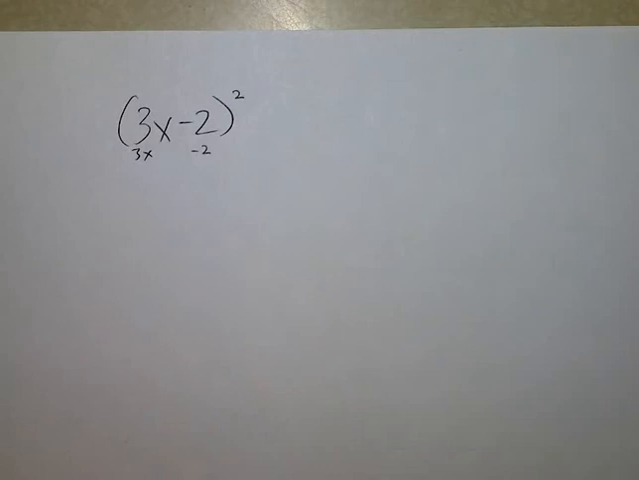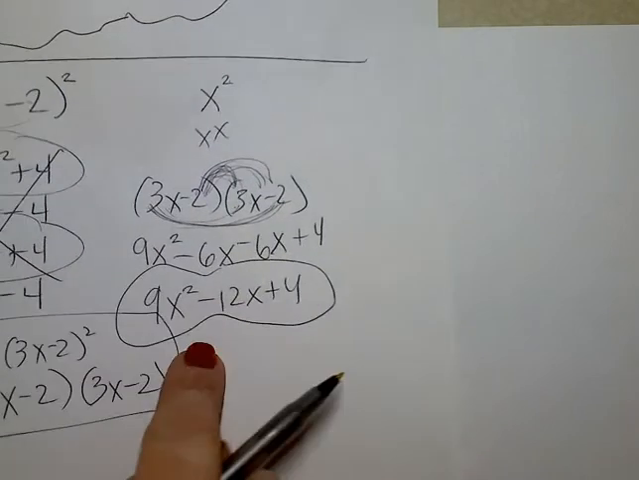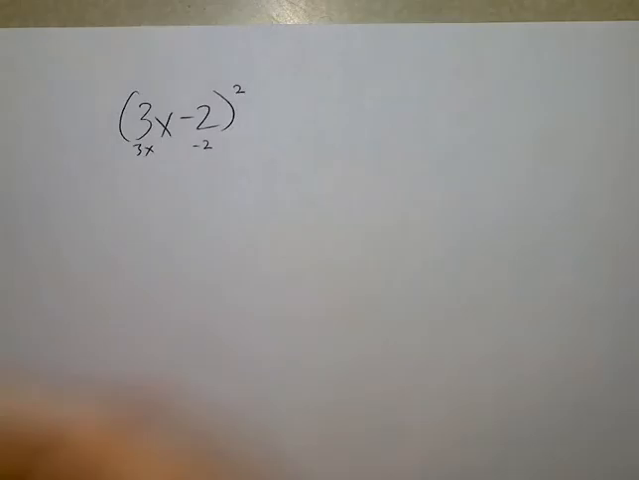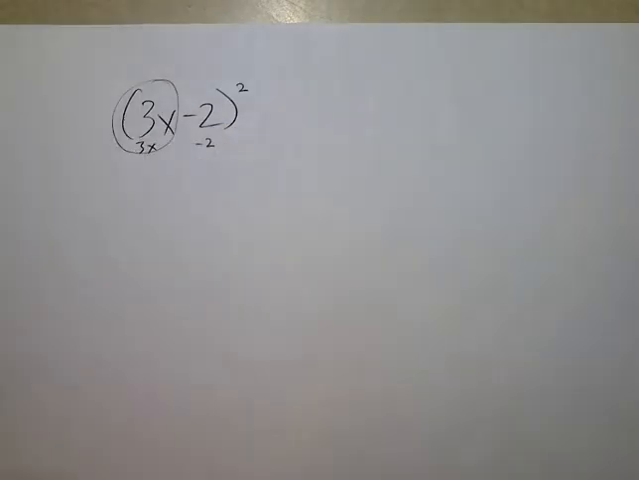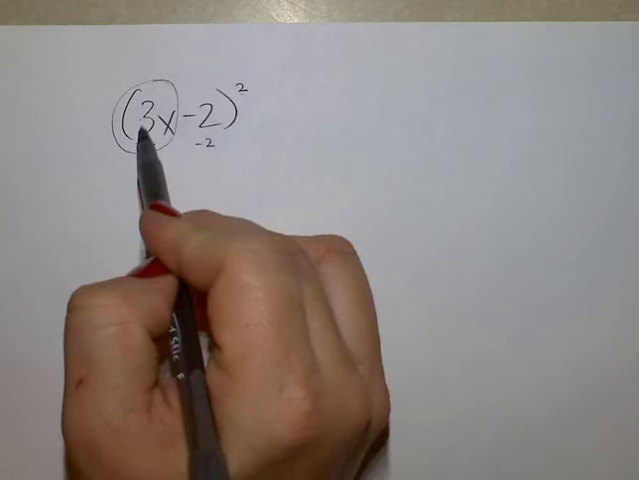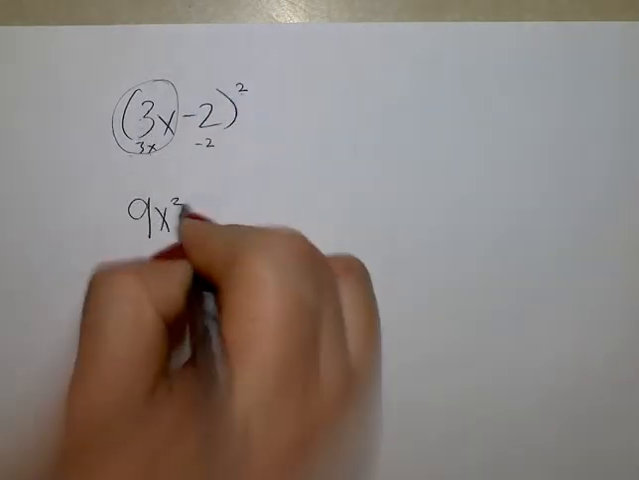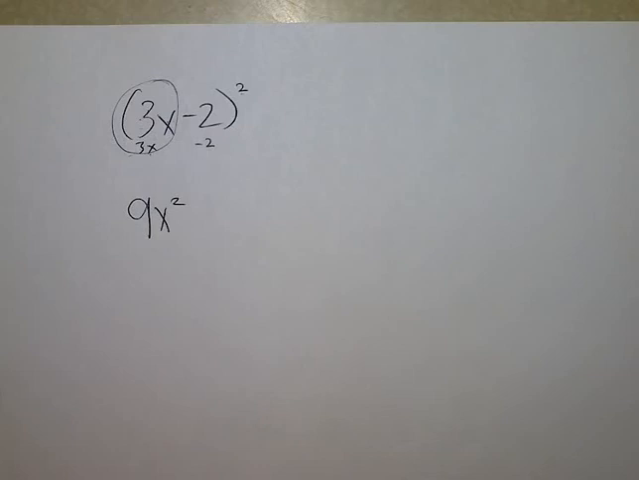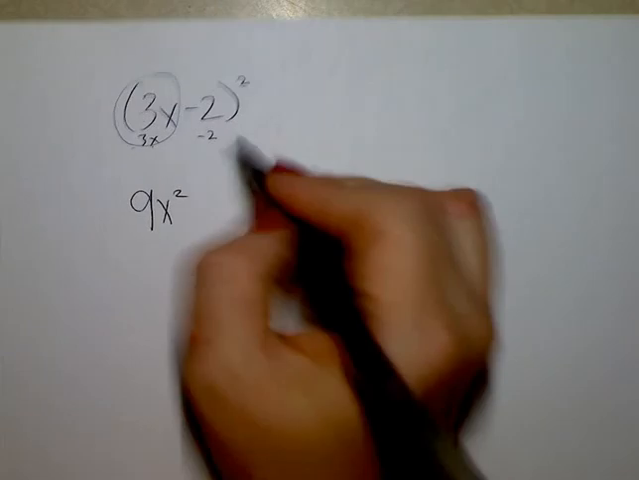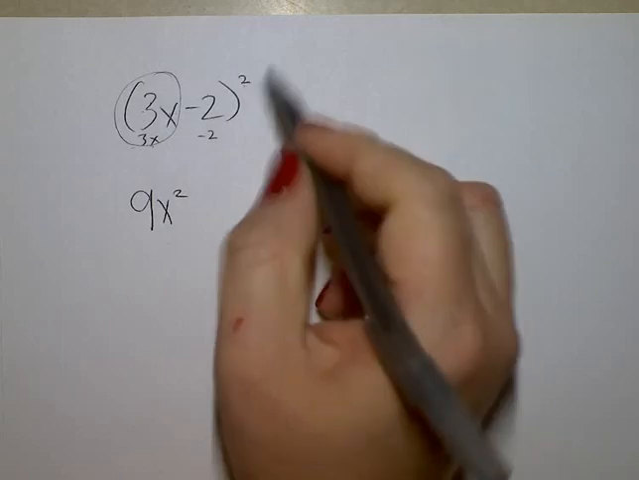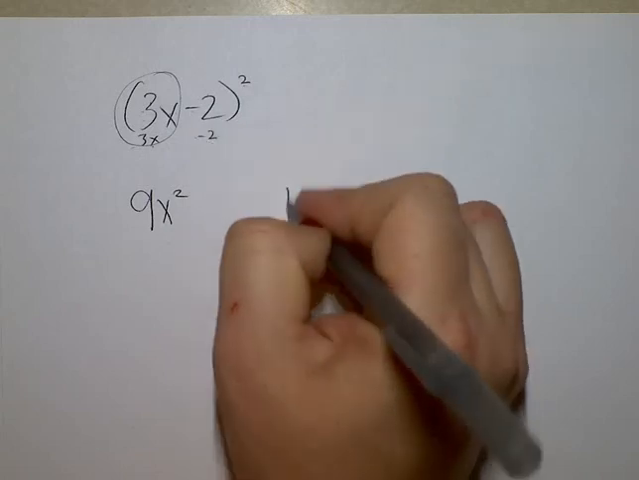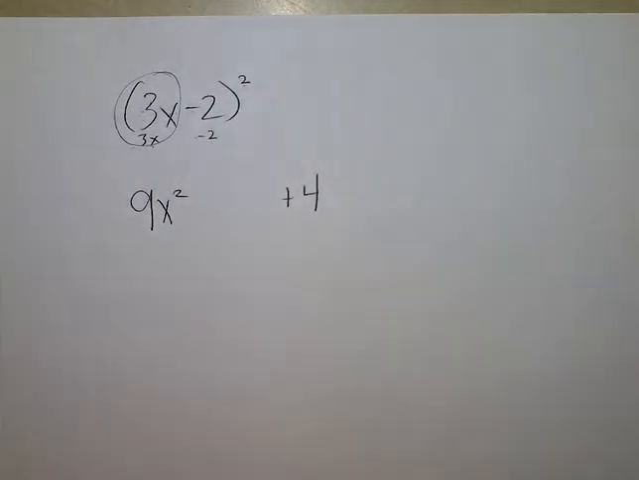We know we want this to be the final answer because I just spoiled it, but I'm teaching you a shortcut. Here's the shortcut. You're going to square this section. So what's 3x times 3x? It is 9x squared. And then you're going to square the back, and you're going to write it over here. So what's -2 times -2? +4.